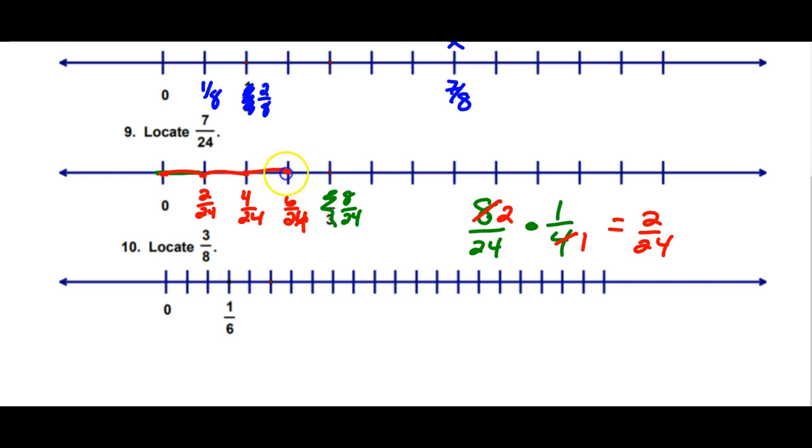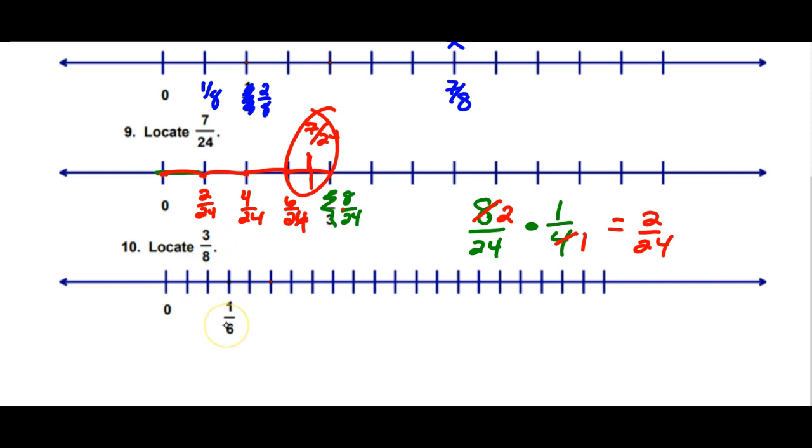Over 24. And then 2 more puts me at 8 over 24. I want to know where 7/24 is. It's going to be halfway between 6 and 8/24. So we're just going to add our own line right here and make it 7/24. That's where our x goes.